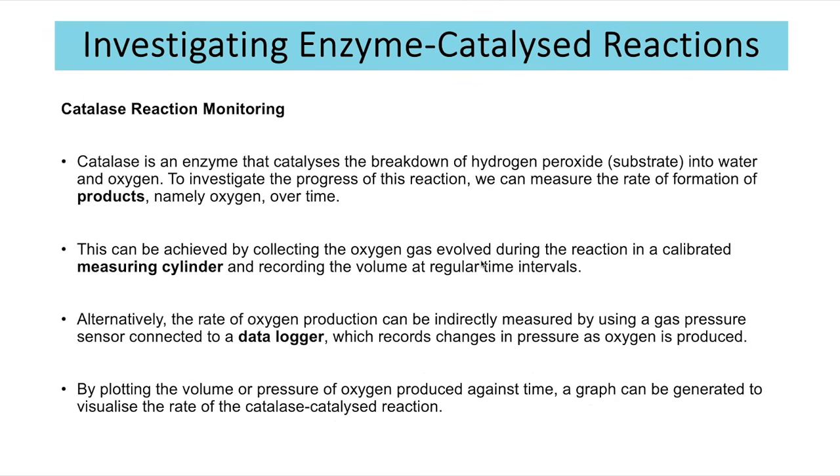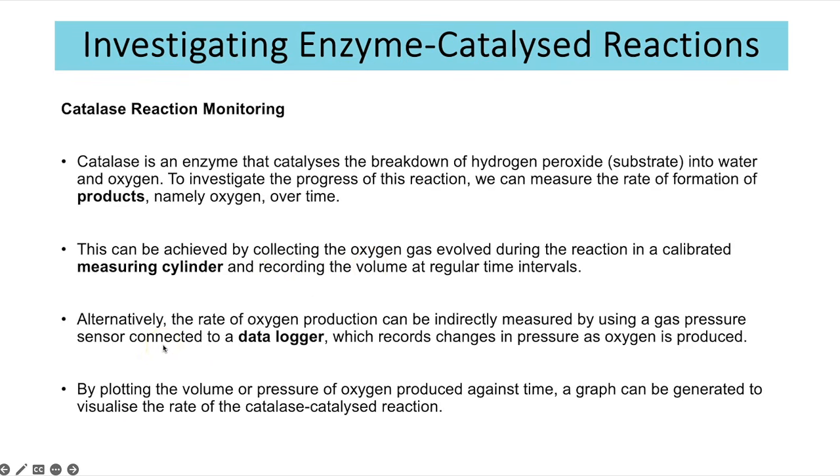Now, you need to know a little bit about certain reactions. So investigating enzyme catalyzed reactions, starting with, let's have a look at the catalase reaction monitoring. So catalase, we already said, that's the enzyme that catalyzes the breakdown of hydrogen peroxide in the liver into water and oxygen. So you could be asked to investigate the progress of this reaction, where you can measure the rate of formation of oxygen over time. So you could do this by collecting the oxygen produced in a measuring cylinder or maybe a gas syringe, and at set intervals record the volume of oxygen being produced.